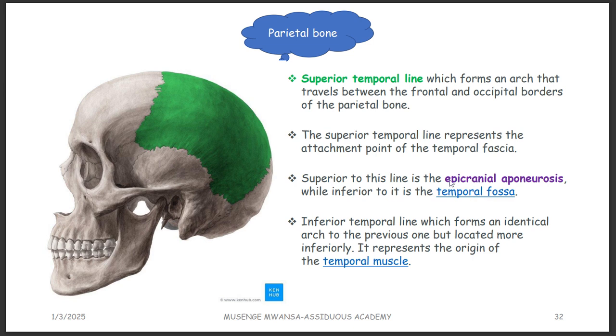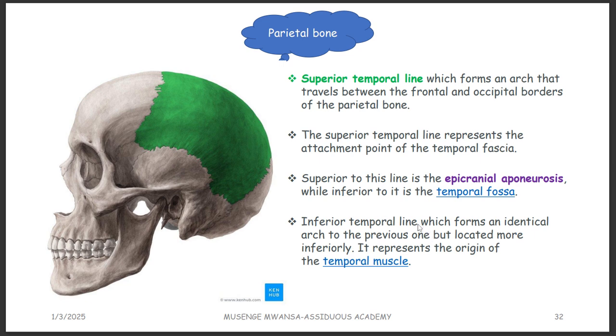Epi means on top, cranial means the cranium, which is basically this part that covers the brain. So the name shouldn't confuse you too much. Epi on top of the cranium, epicranial aponeurosis. So we are saying that to the superior temporal line, on top we are going to have the epicranial aponeurosis, and down we are going to have the temporal fossa.